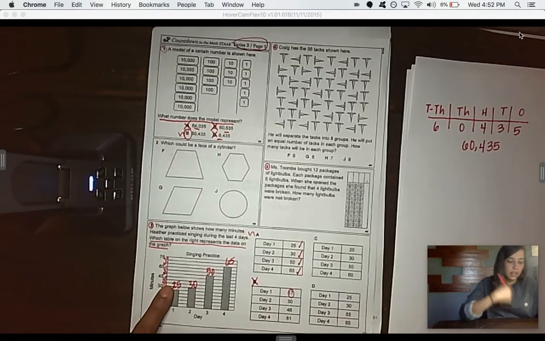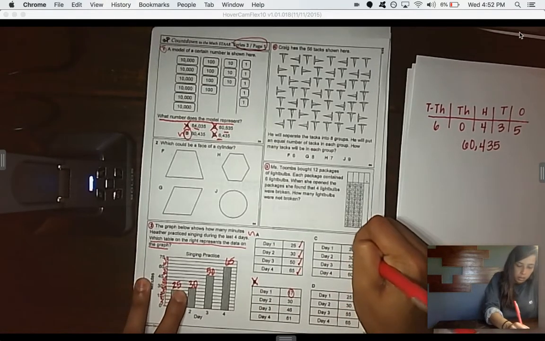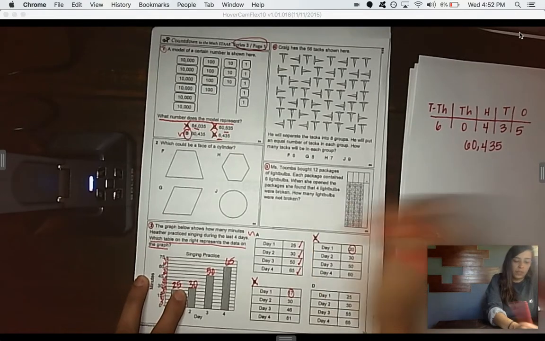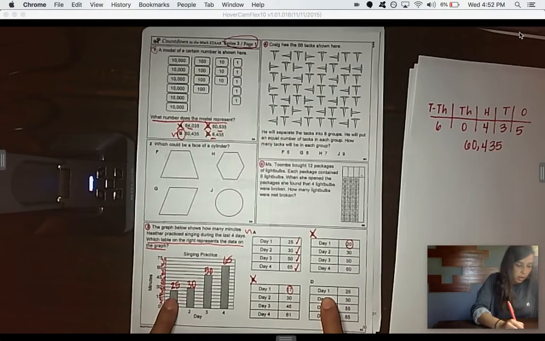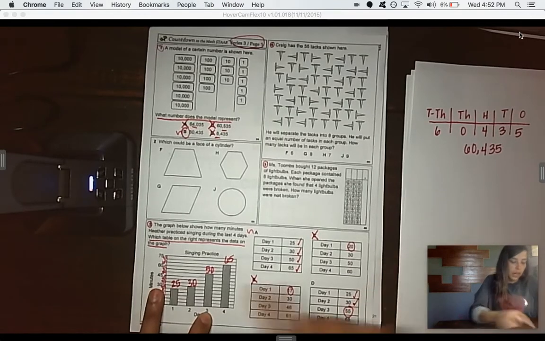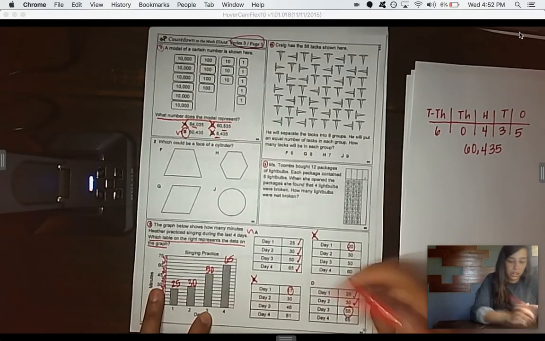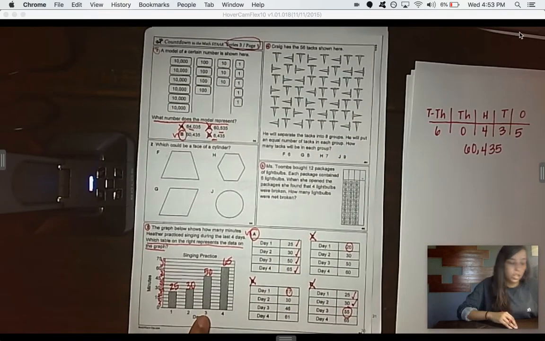Let's check C. Day 1, 20. We got 25. I'm gonna circle day 1 and slash the trash. And then let's check D. I see on day 1, they got 25. That matches mine. Day 2, 30. Matches mine. Day 3, 55 does not match mine. We got 50, so we can slash the trash on D. And that makes A the best option for number 3.